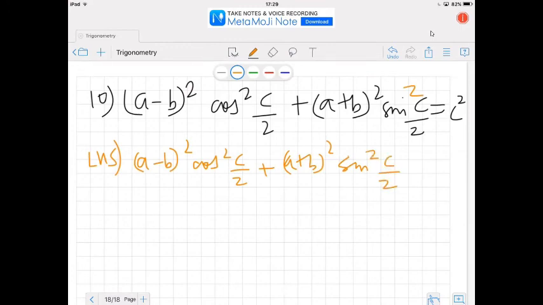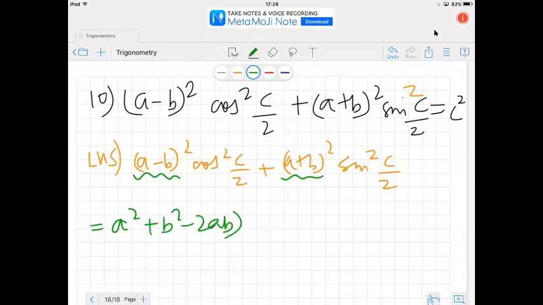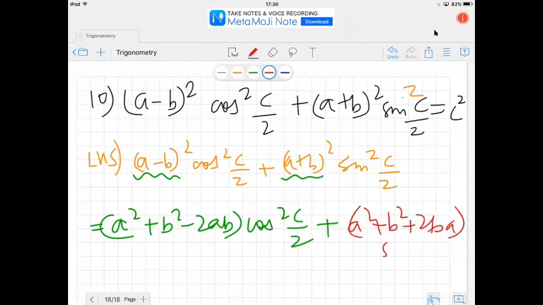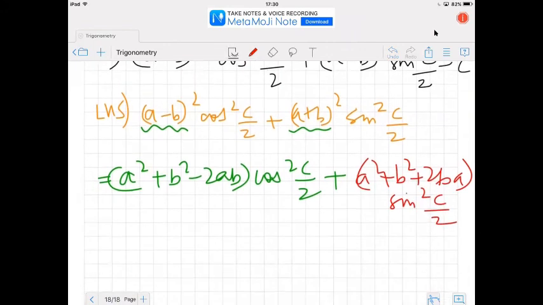So let me just expand the terms here. I'll expand a minus b the whole square and a plus b the whole square. So it's a square plus b square minus 2ab multiplied by cos square c by 2, and a square plus b square plus 2ab into sine square c by 2. Just expand किया है मैंने यहाँ पे दोनों terms को.